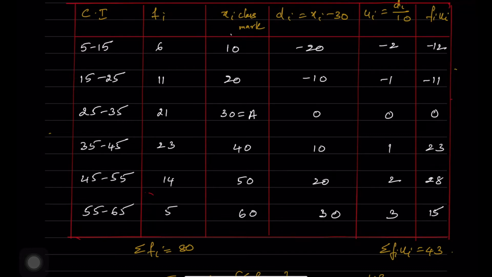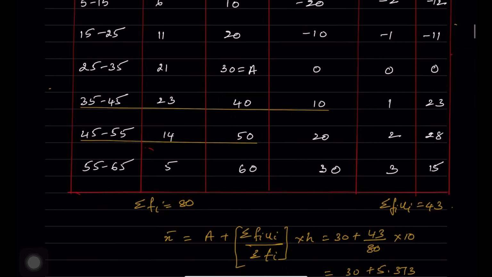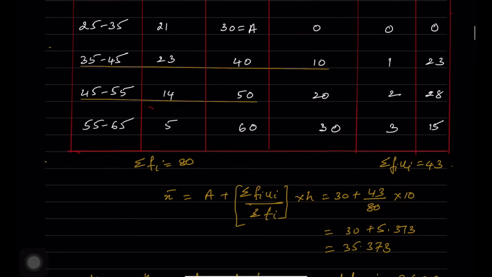Now fi into ui, it's easy to calculate. So 6 into minus 2 is minus 12, 11 into minus 1 is minus 11, 21 into 0 is 0, 23 into 1 is 23, 14 into 2 is 28, and 5 into 3 is 15.